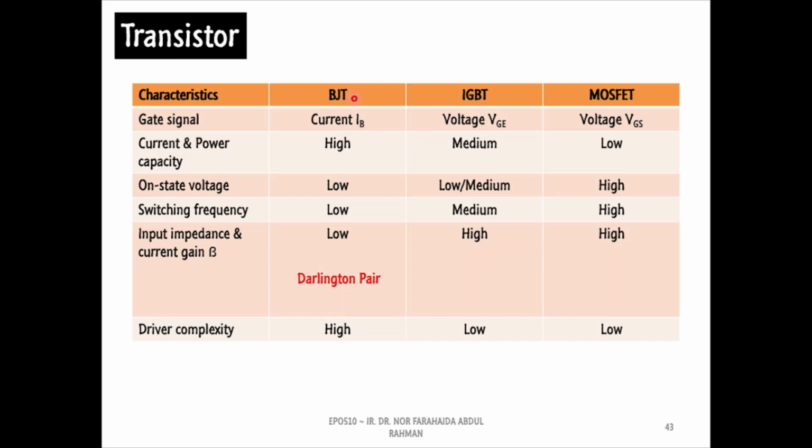As a result, the driver circuit of BJTs is more complicated and it has a higher current rating as compared to IGBTs and MOSFETs. To overcome the complexity of the driver circuit, we can try to increase the current gain. One way to increase the current gain is by using Darlington pair. Please refer to the note or other references to study about the Darlington pair.